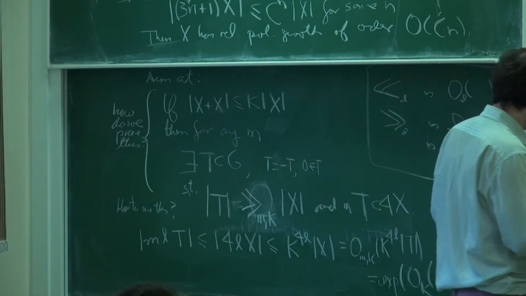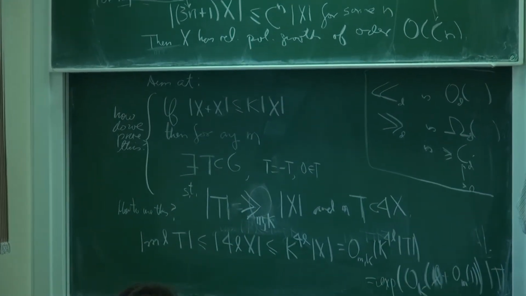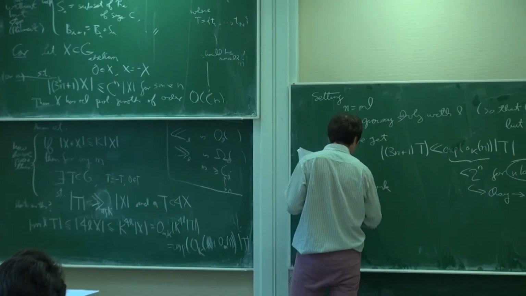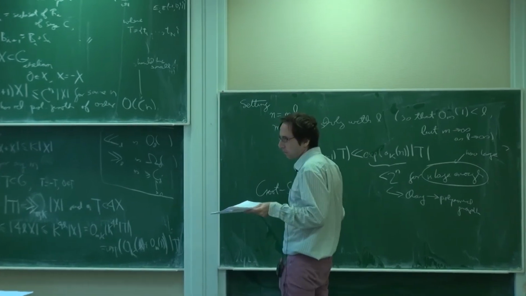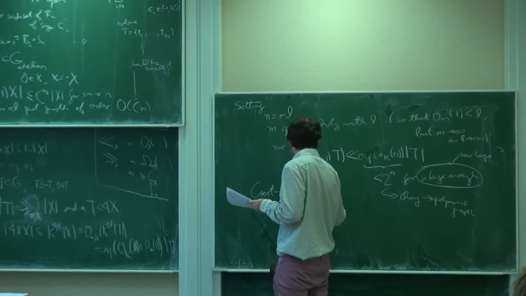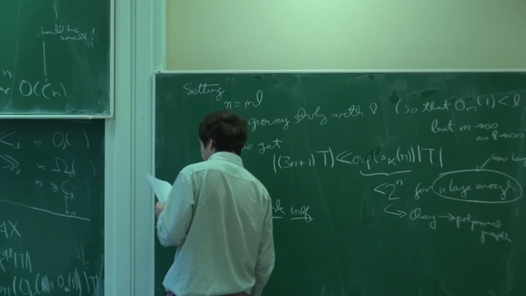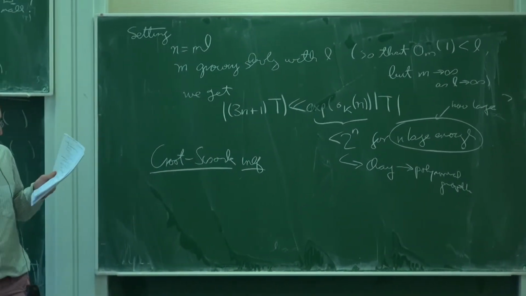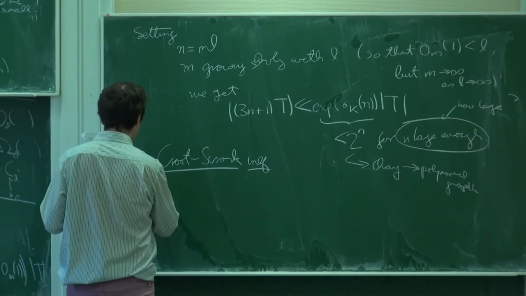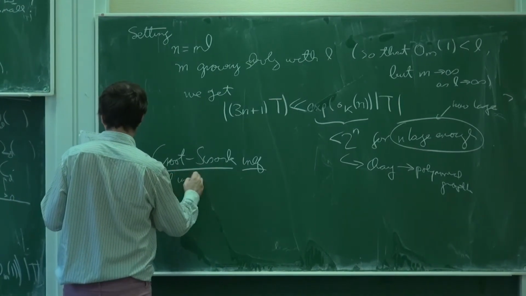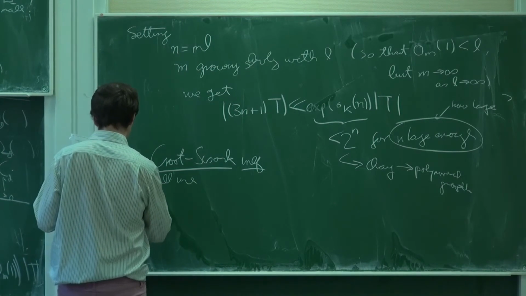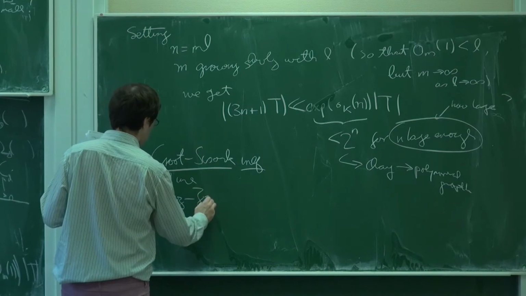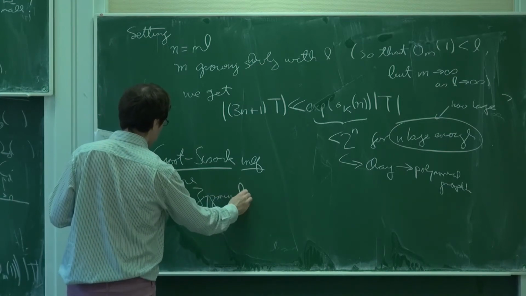So the Croot-Sisask inequality. Sometimes called a lemma. I think it should be at least a proposition. So let us just call it an inequality. We will spend most of the rest of the class here. So we will be using some non-trivial inequalities. So Marcinkiewicz-Zygmund.